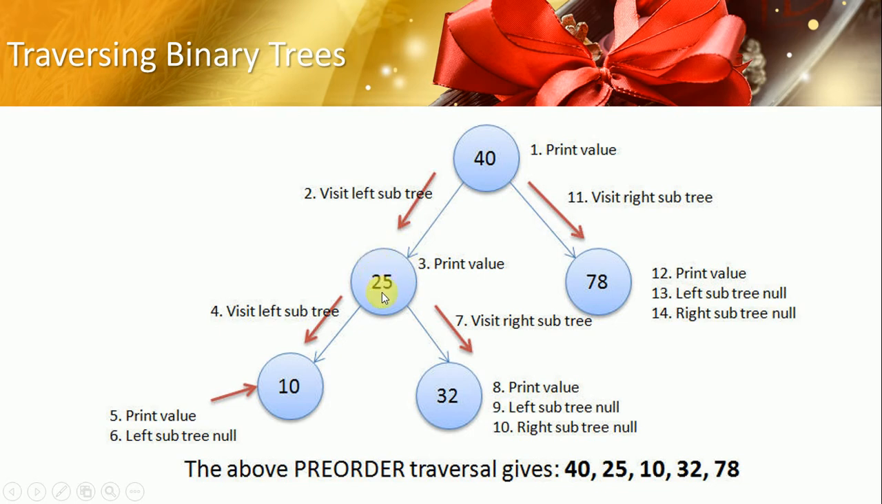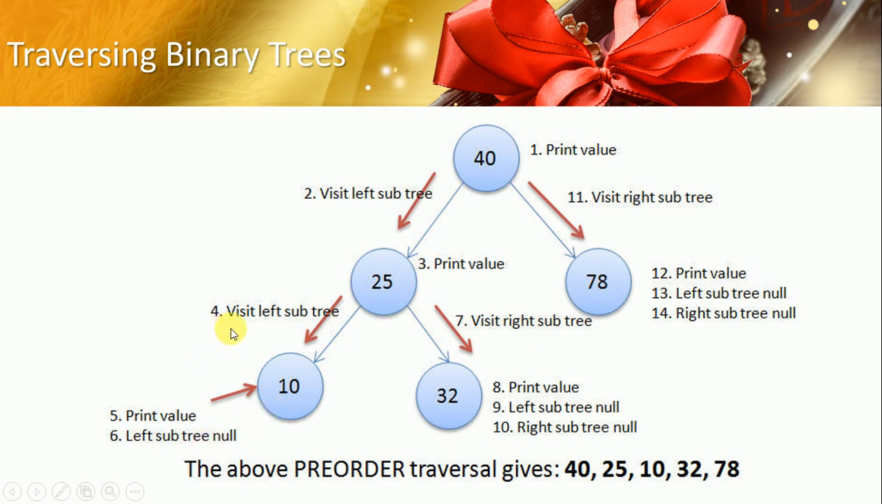The left subtree is 25. 25 is itself a node, so print the value. The third step is to print the value of 25, so 25 is printed. Now the fourth step is to visit the left subtree. The left subtree is 10. 10 is itself a node, so the fifth step is to print the value of 10. 10 is printed. Now the left subtree is null, and the right subtree is null.